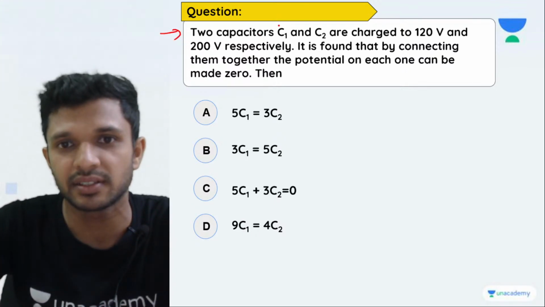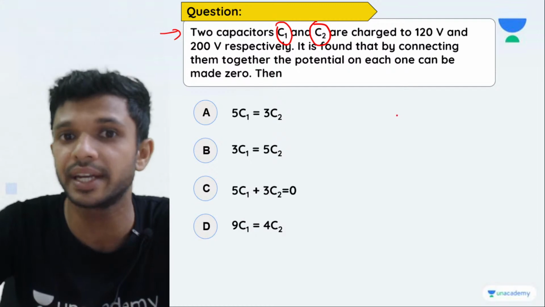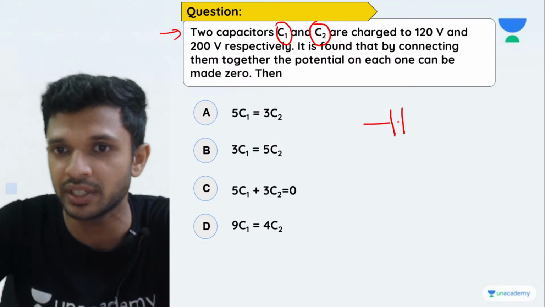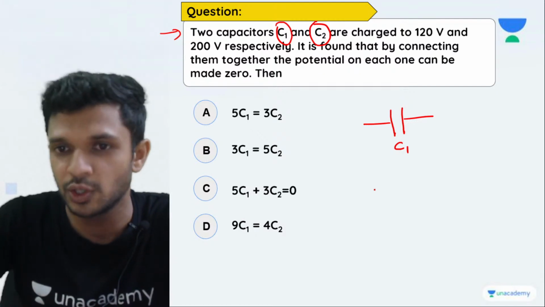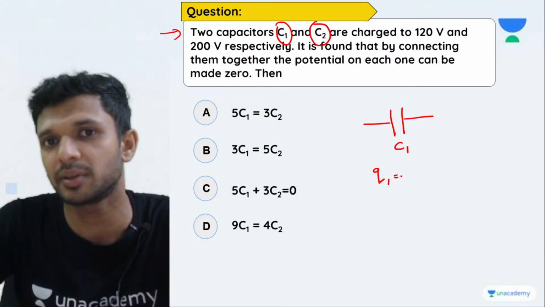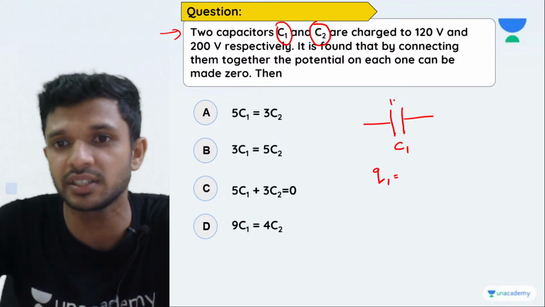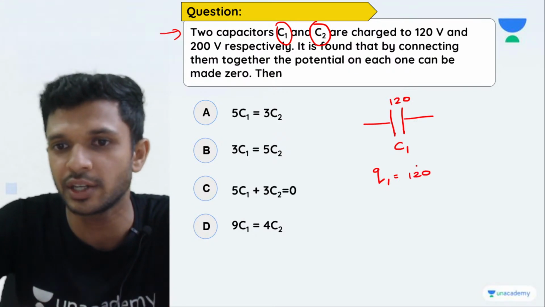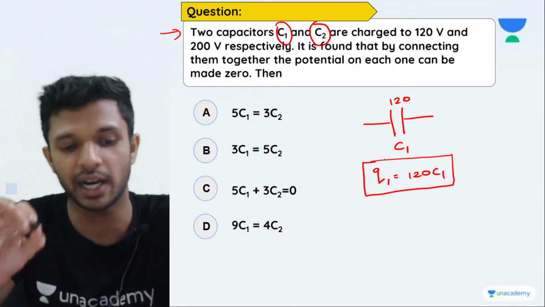Okay. Two capacitors, C1 and C2, are charged to 120 volt and 200 volt respectively. Let's draw this figure separately because this is a very important question. This is the first capacitor, its capacitance is C1. You know how to find the charge on them: charge is equal to capacitance into voltage across them. What is the voltage across the first? 120. So charge is equal to C into V, with V equal to 120 and capacitance C1. So the charge on the first capacitor is 120 C1.